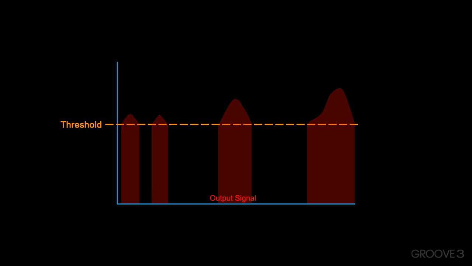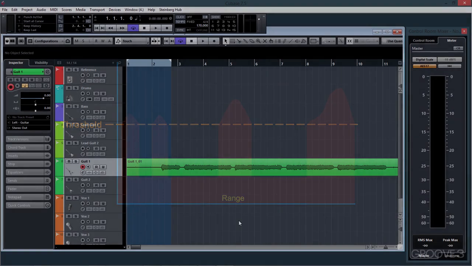We don't have a ratio setting like on a compressor. Instead, we have what's called a range, which determines the volume of our audio signal when the gate is closed. So instead of having absolute silence when the gate is closed, if we increase our range, we can bring up the level of our audio when the gate is closed.